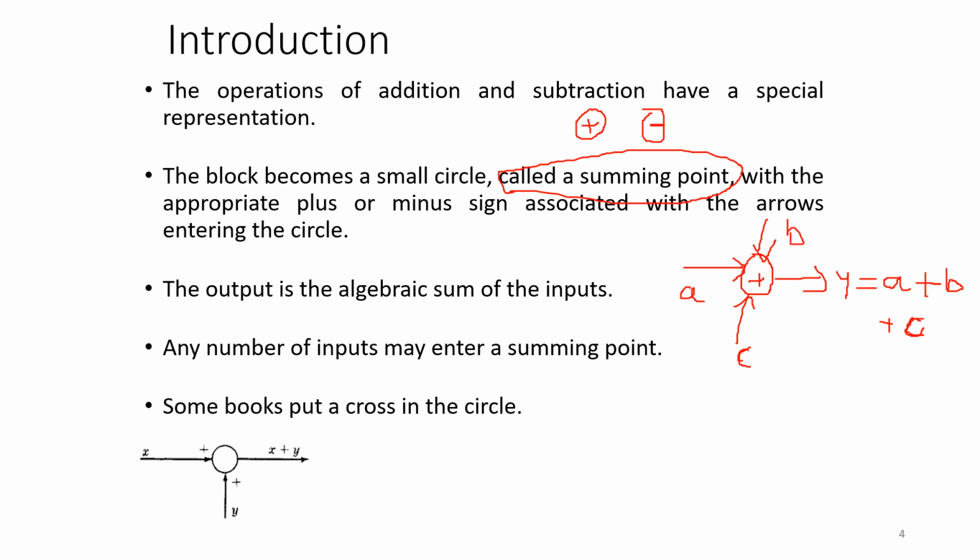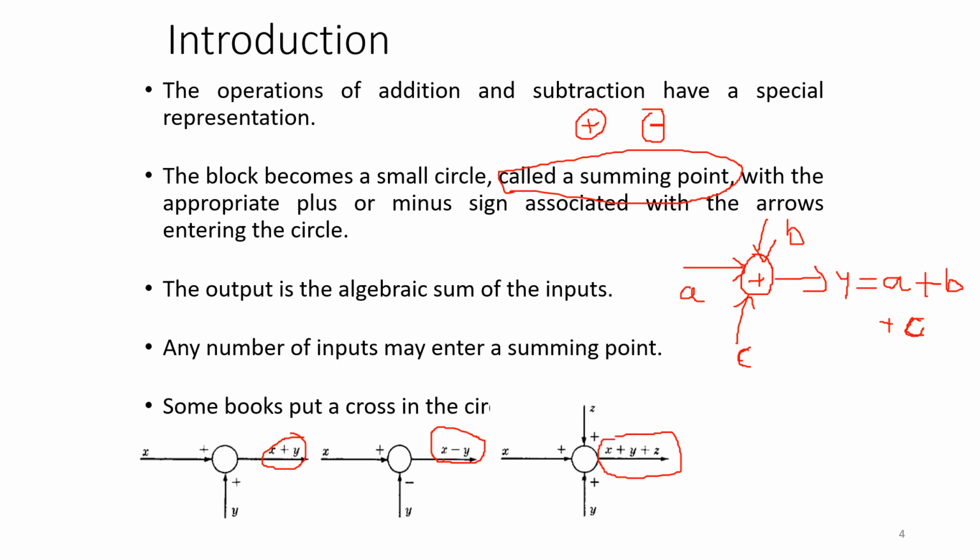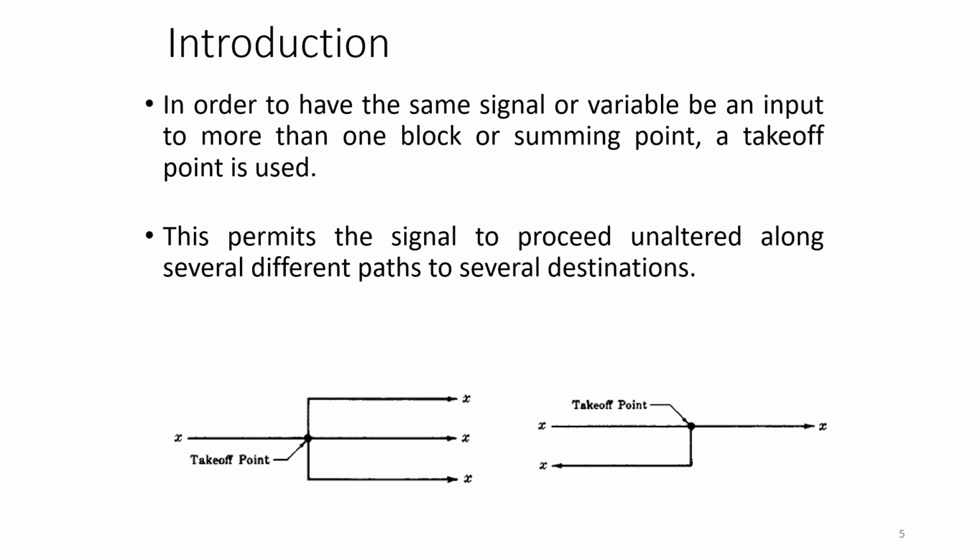So that is what is shown here. So this is plus plus, it is getting added here. So 1 plus and 1 minus indicates that you are subtracting here. And with 3 inputs getting added here, the output is taken as x plus y plus z.